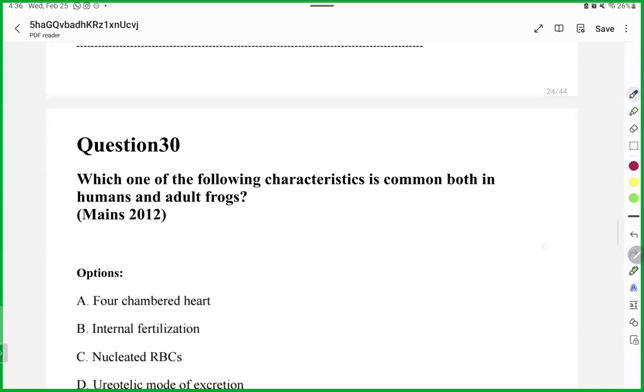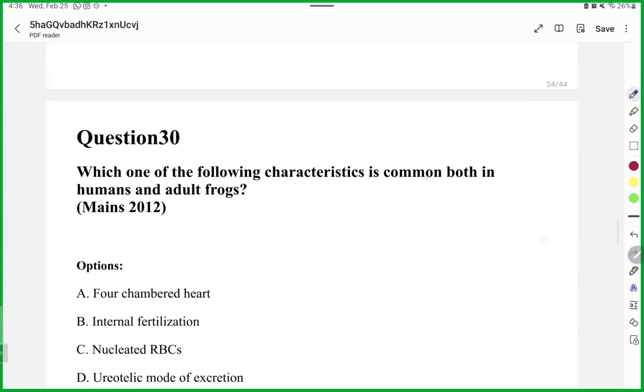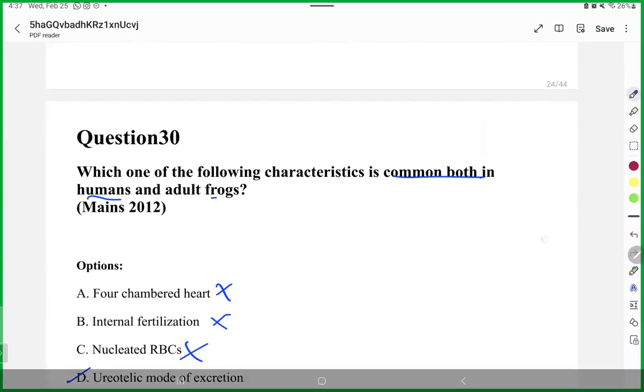Tanvi. So first one is false. Second one is also false. Third one is also false. That's present only in amphibians. Fourth.